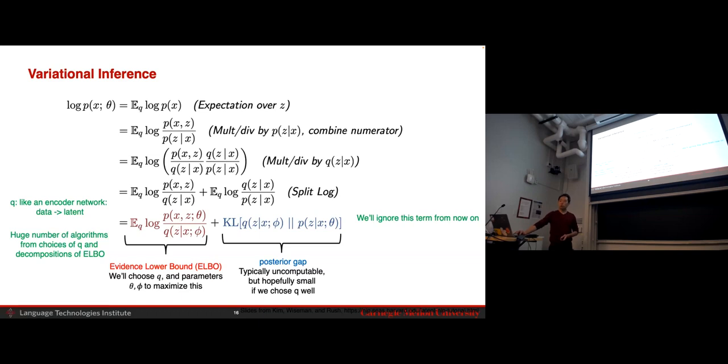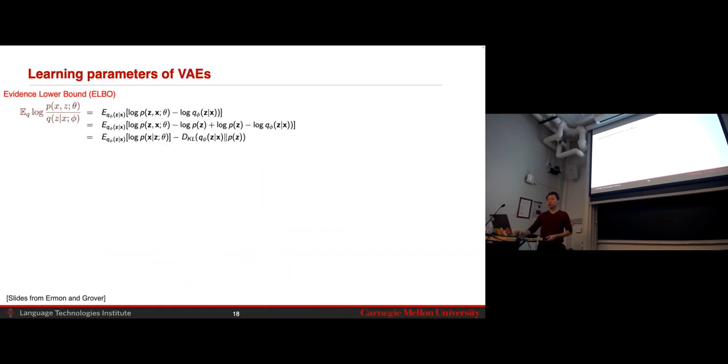So this first evidence lower bound, I said that it should be easy to compute, right? The KL should be hard to compute, so I can throw it away. But the evidence lower bound should be something easy to compute so that I can actually learn my parameters. So why is it actually easy to compute? Well, just a little bit more rearranging of that.